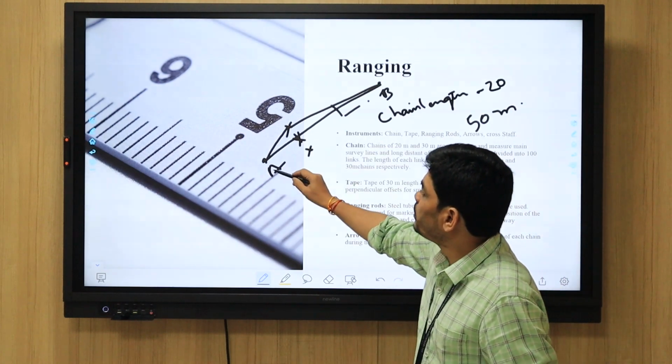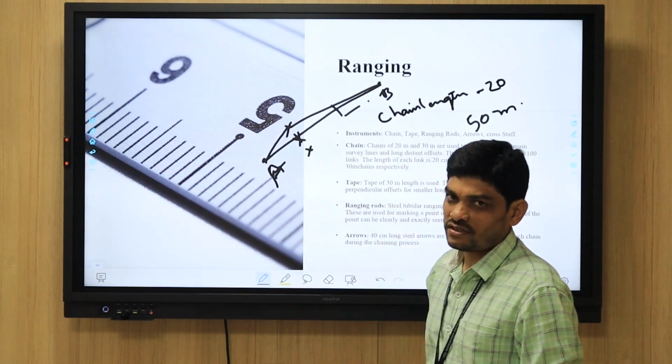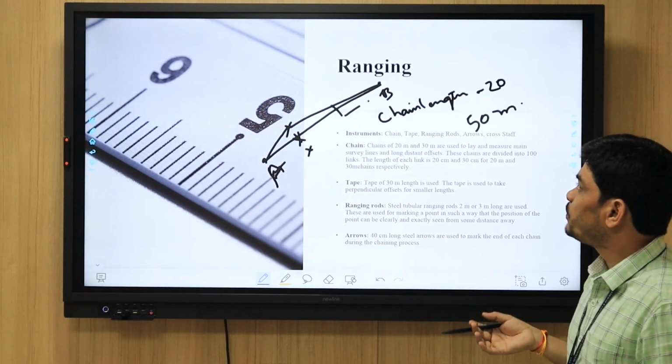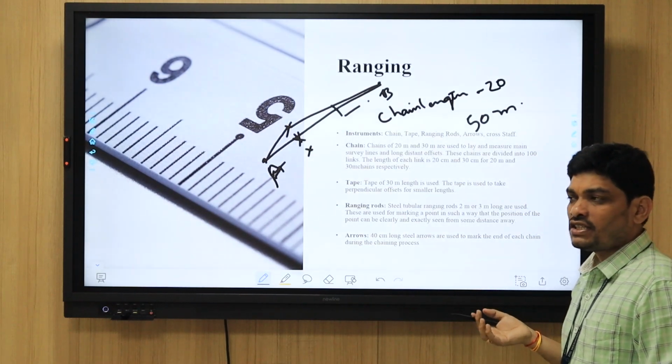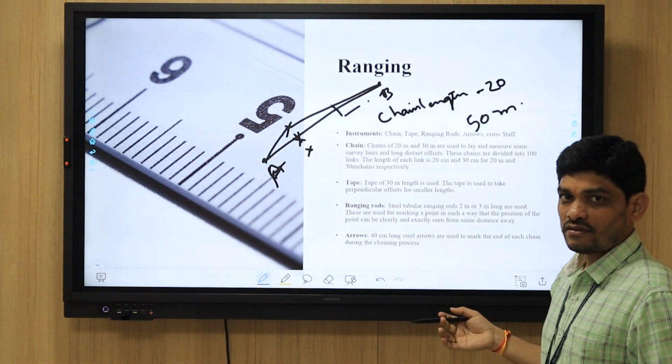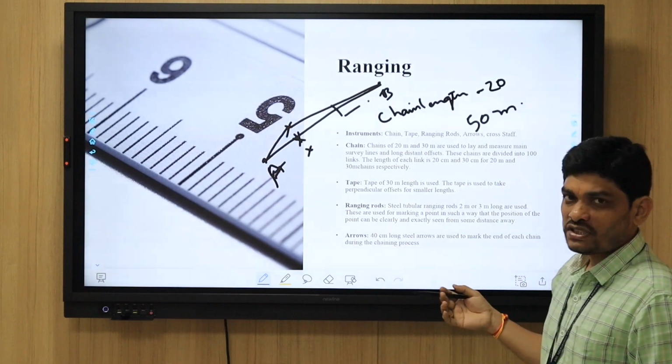That's why when we are measuring a longer distance, that means more than the length of the chain, you need to consider ranging. Here the term ranging comes into the picture. Ranging means measuring the distance with the help of a chain.